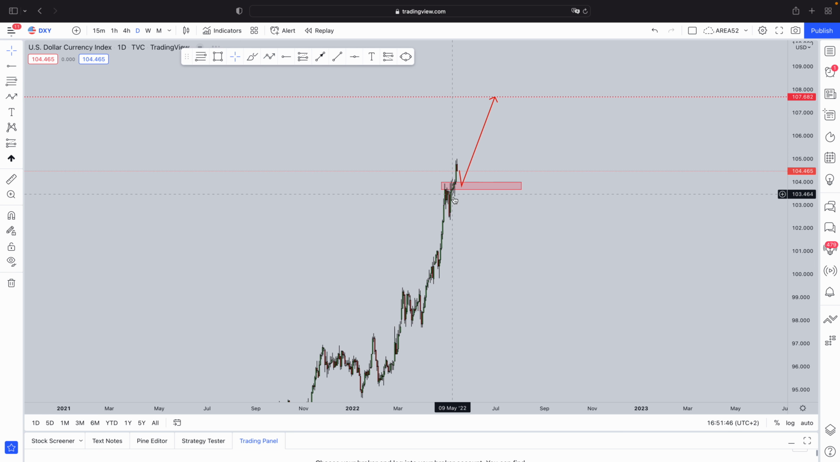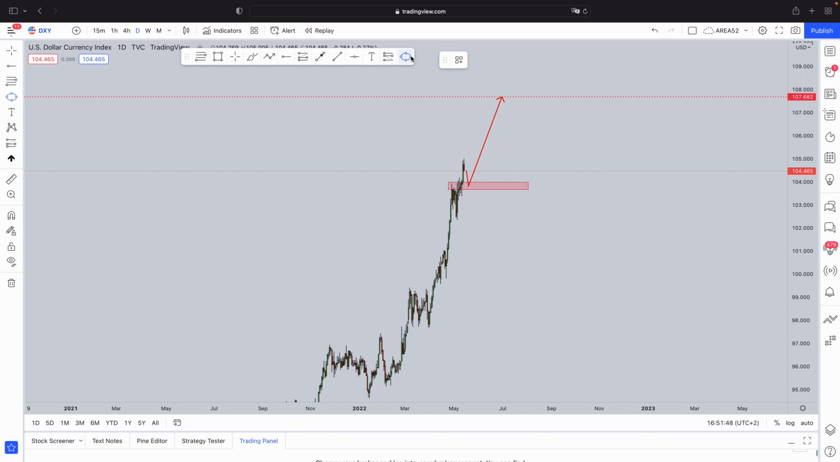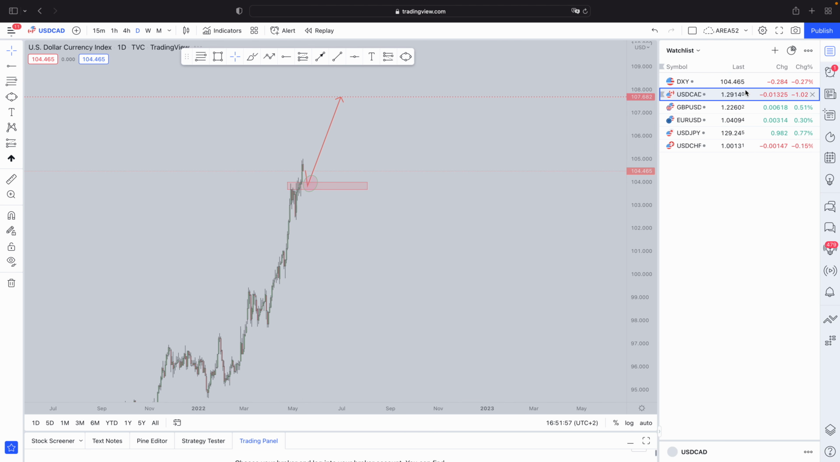So going into next week, probably within the first day or two, we can definitely expect the dollar index to weaken slightly and then continue that bullish momentum.